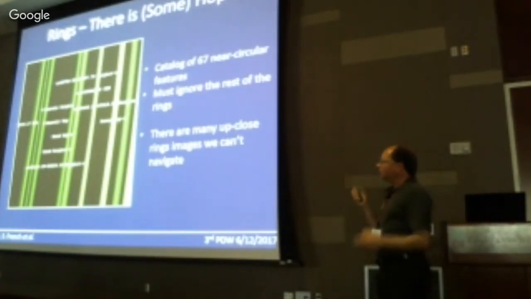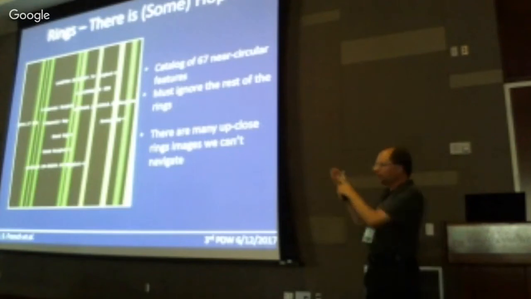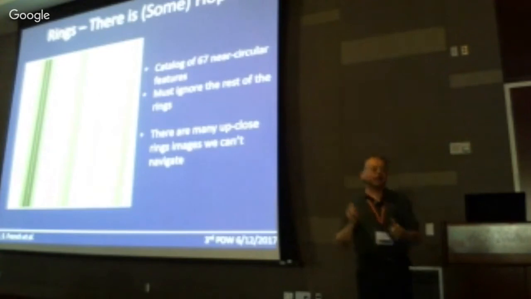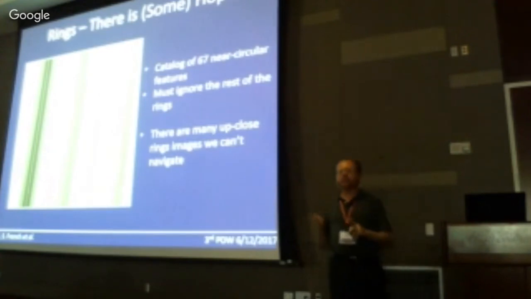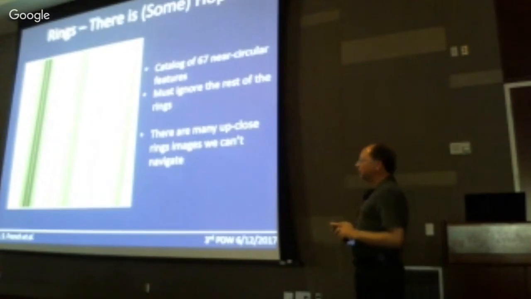And for the rest of the rings, we don't know what's in them. So we have to produce models that only have the features that we know about, and they're basically blank. But it works. So here's an example of how the model overlays with the actual image. There are a lot of close-up images of the rings that we can't navigate, and unfortunately we're just kind of stuck with that.